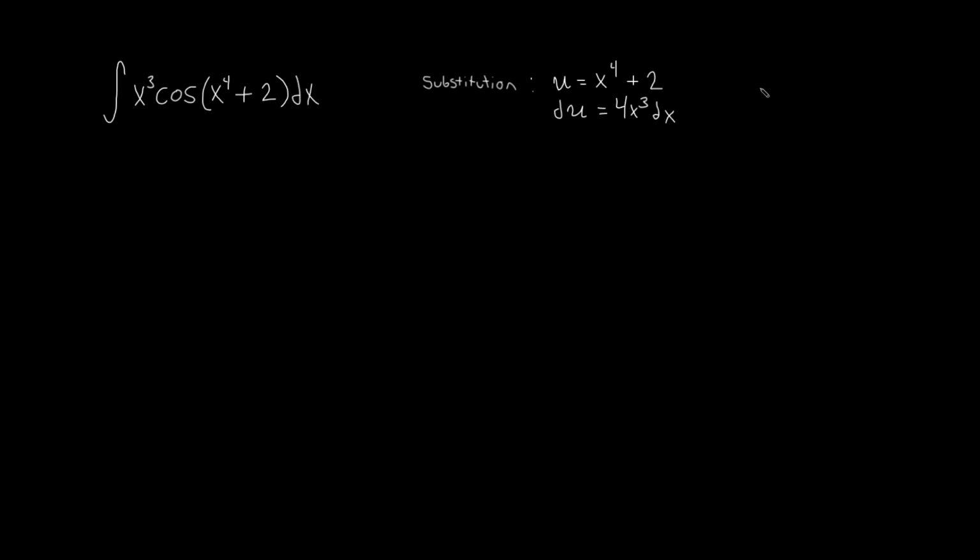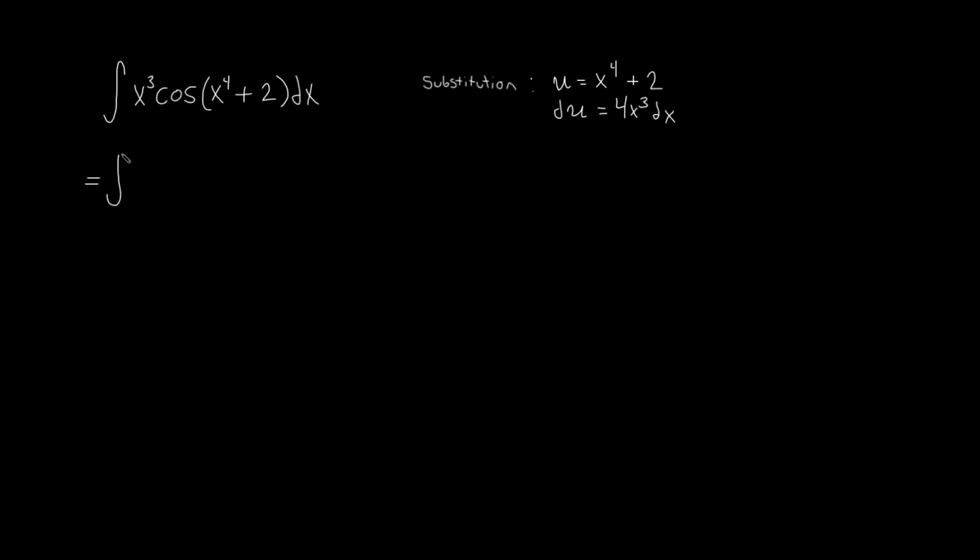Wait, but we have u set to x raised to the fourth power plus 2, and we see that in our integrand. But what we don't see is the derivative of x raised to the fourth power plus 2. We do not see 4x cubed dx in the integrand, and that's a problem. However, what we do see in the integrand is x cubed and dx. X cubed dx is a constant multiple of 4x cubed dx.